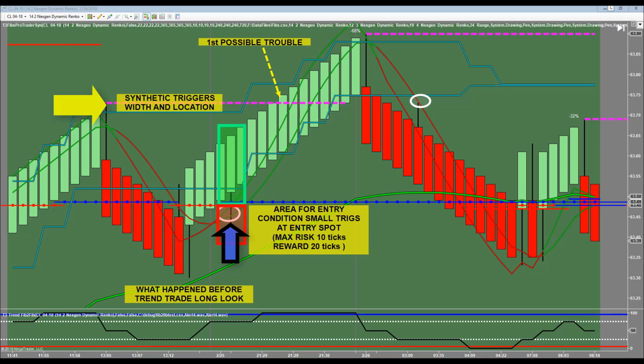What are my synthetic triggers' width and location on my 14-2 chart? Where did we come from before I'm going to do the trade? What do my trigger lines look like on the 14-2 chart? And then what could be the possible first trouble spot that I would hit on my 14-2 chart?